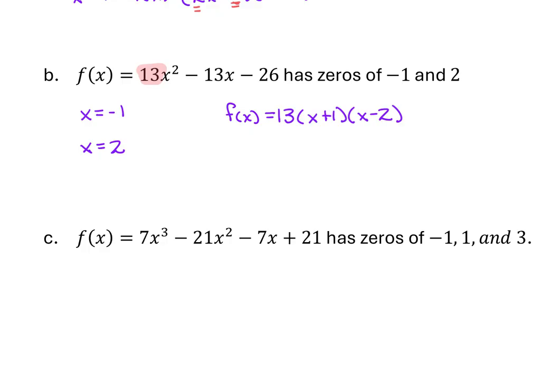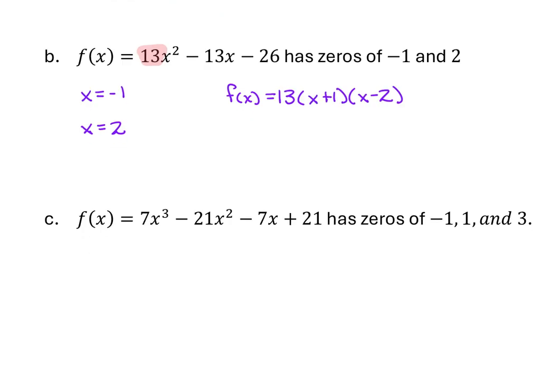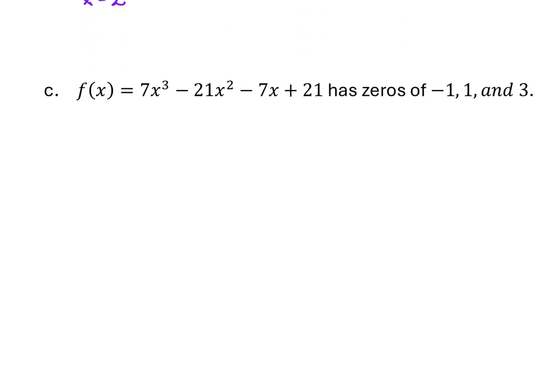Let's come down to example C, and let's do one more. Example C, we have 7x cubed minus 21x squared minus 7x plus 21. All right, we have our zeros. We have a zero of -1. We have a zero of 1. And we have a zero of 3.